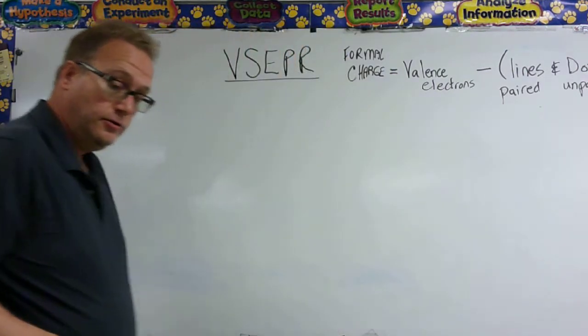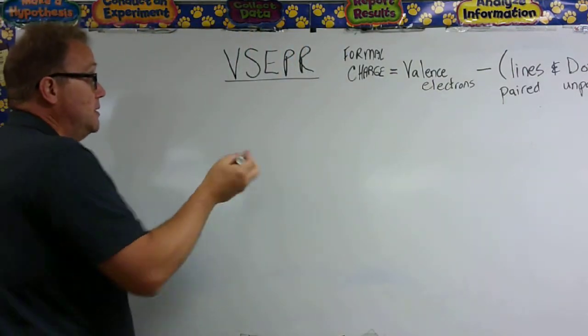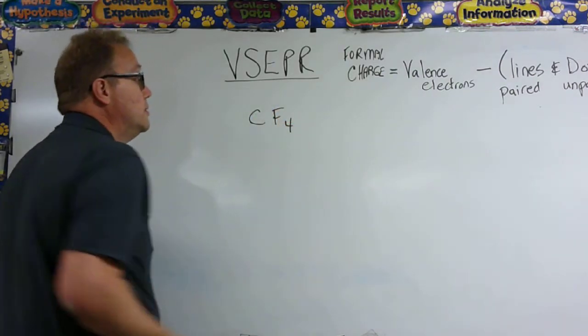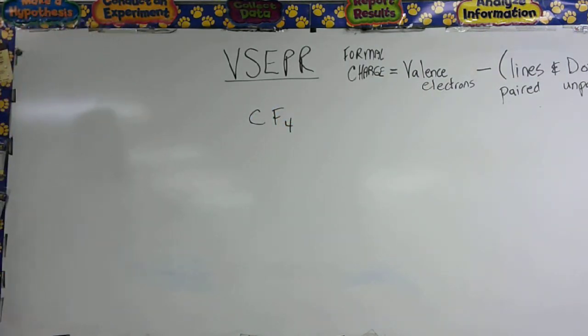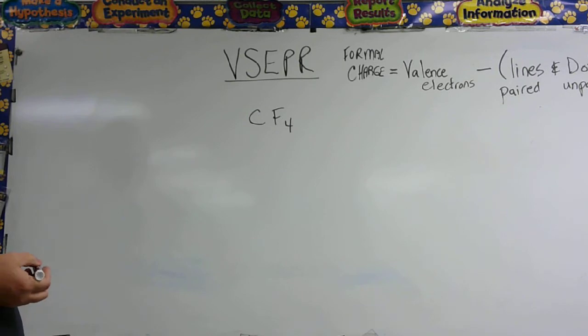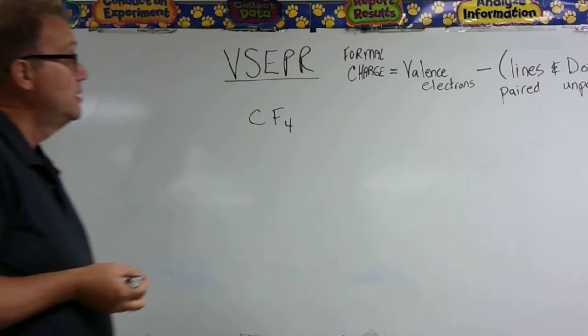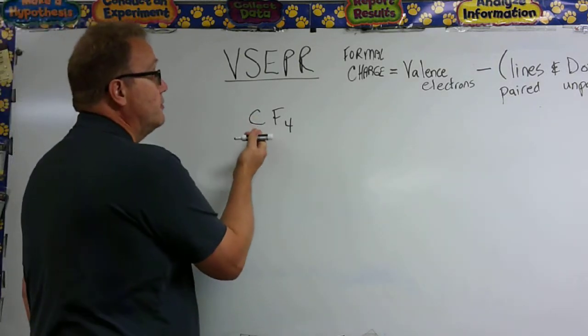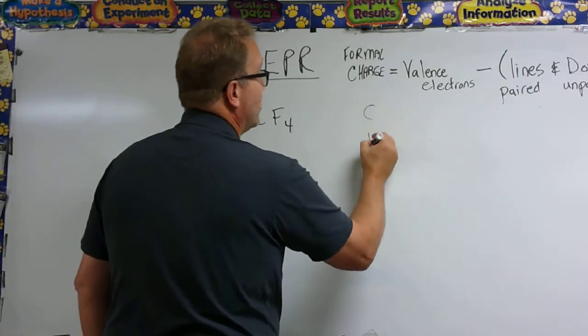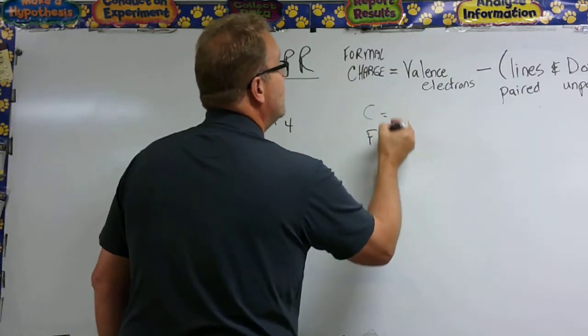Now let's go ahead and do a second one. Let's say I have CF4. Again, these are actually neutral compounds. You notice there's not a charge there. So these are all considered neutral. Again, my lowest amount, let's do the valence electrons first. We have carbon, we have fluorine.